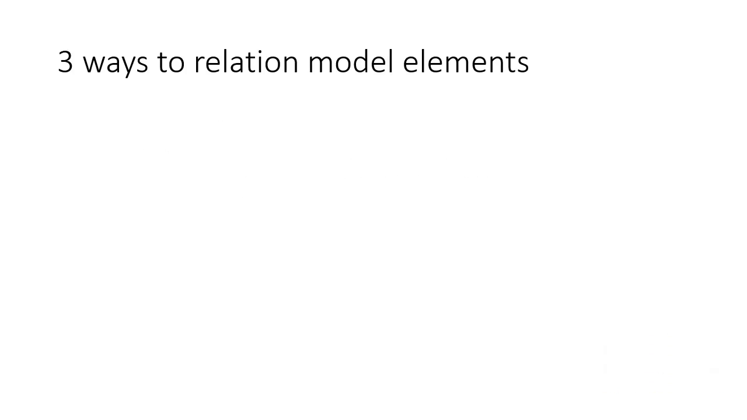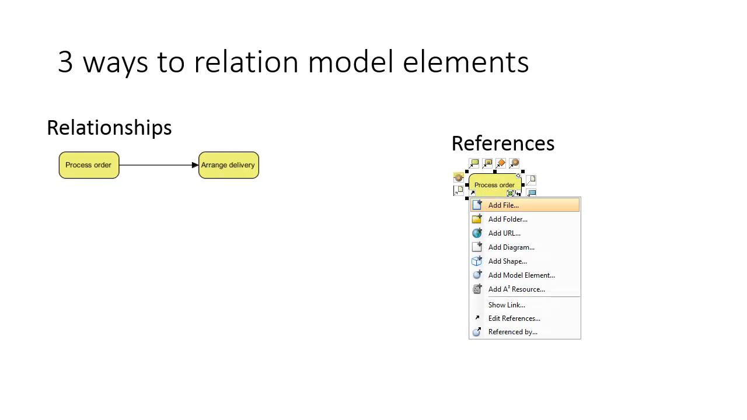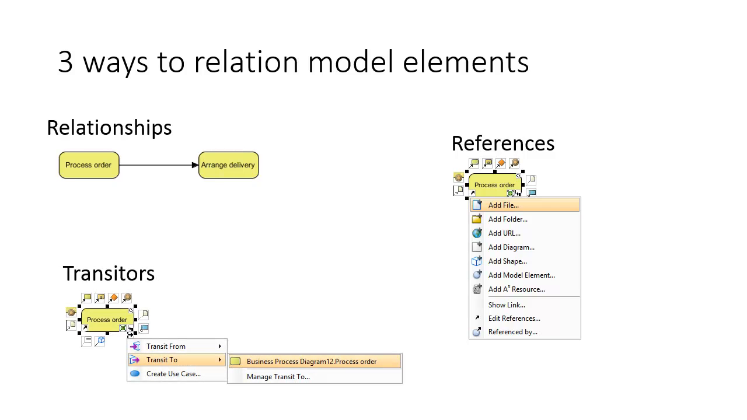In Agilian, there are 3 ways for you to relate model elements. You can relate the model elements by relationship, just like after process order, we will go to arrange deliveries. And also you can relate the model elements by reference. You can add the reference to model elements to external artifacts. And also you can relate the model with the transitors.